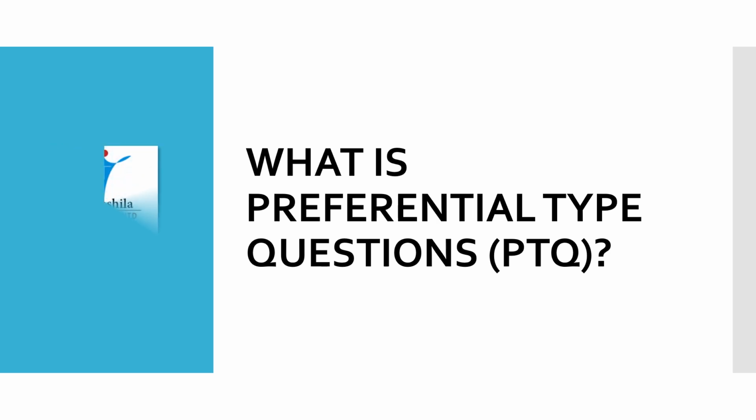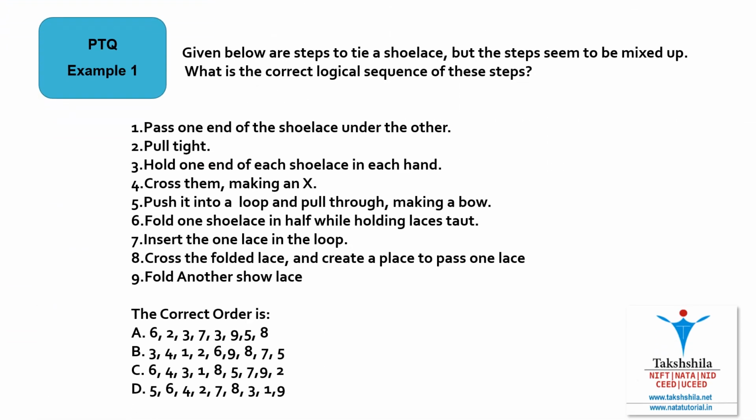Let's understand PTQs with examples. So this is the first example of a PTQ. Given below are the steps to tie a shoelace, but the steps seem to be mixed up. What is the correct logical sequence of these steps? So there are 9 steps given which are mixed up and we need to put them in correct order. There are 4 options given. We all know how to tie a shoelace. Let's see how to solve this question.